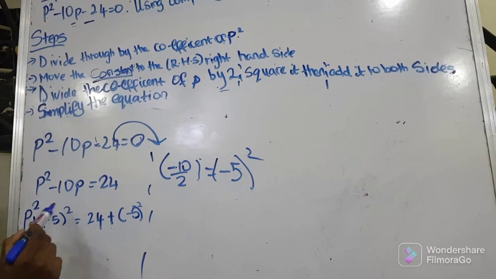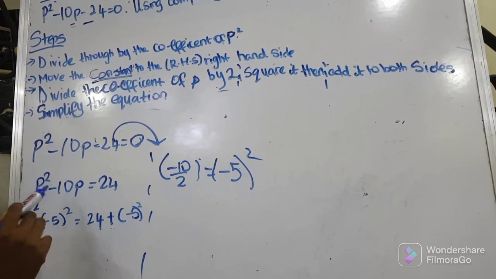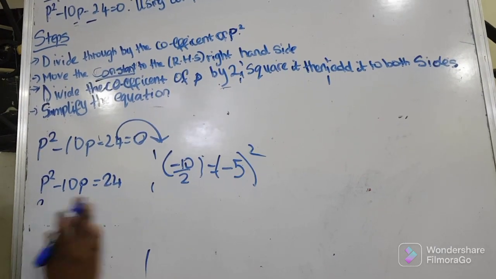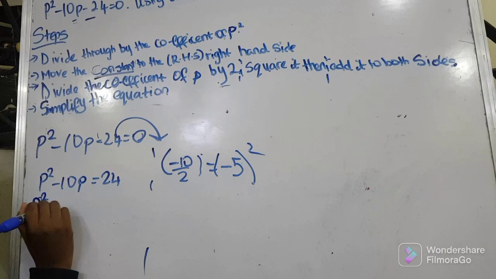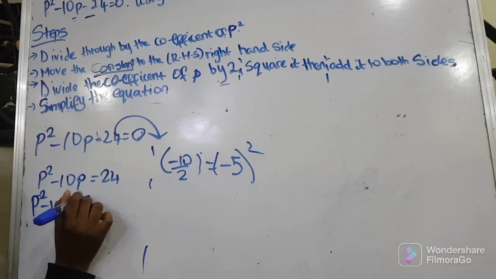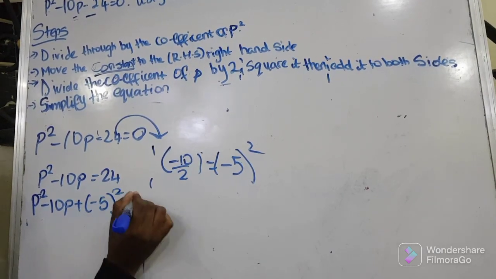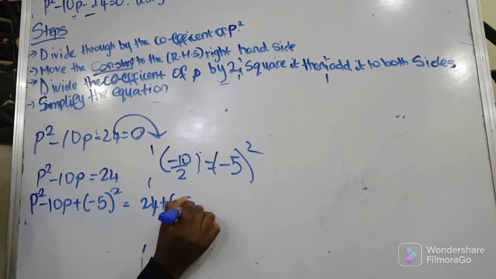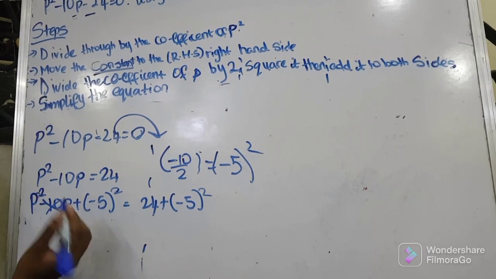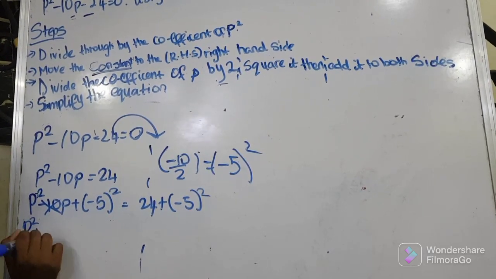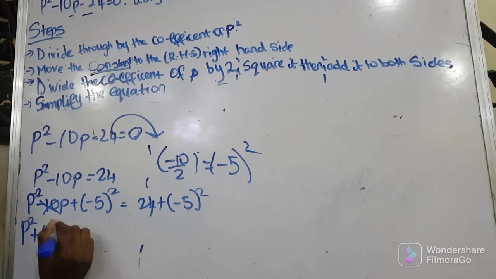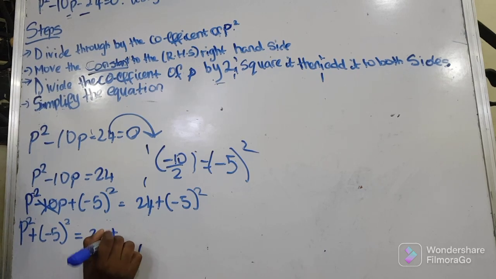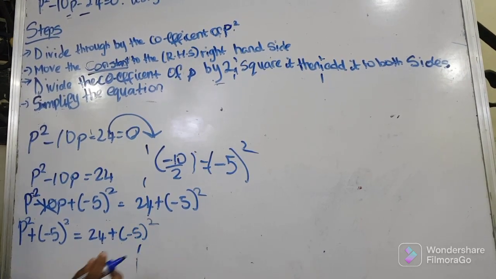What I did here is that I eliminated the 10p because the 10p isn't needed in the further steps. But let me rewrite it so that no one will be confused. P square minus 10p plus open bracket minus 5 square equals to 24 plus minus 5 square. I just cancelled the 10p like I said. So it will be p square plus open bracket minus 5 square equals to 24 plus minus 5 square.